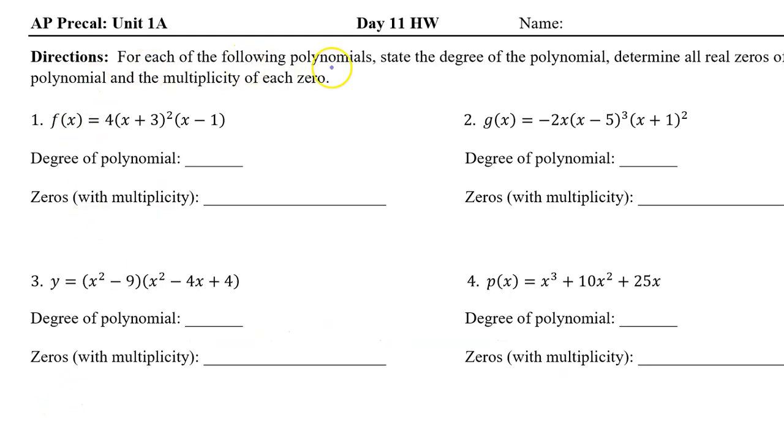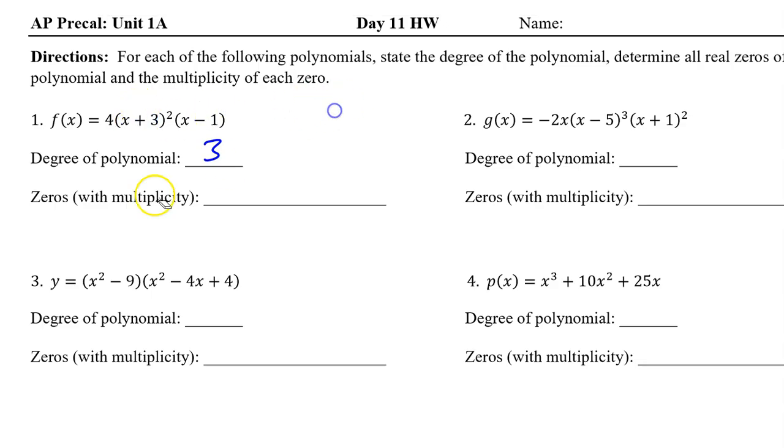For each of the following polynomials, state the degree of the polynomial and determine all real zeros of the polynomial and the multiplicity of each zero. So when I look at f of x, in order to figure out the degree, in my mind I'm going to ignore the plus 3 and I am ignoring the plus 1. This tells me that the leading term of the polynomial would be 4x squared times x, so this would be 4x to the third power. That means the degree of the polynomial is 3.